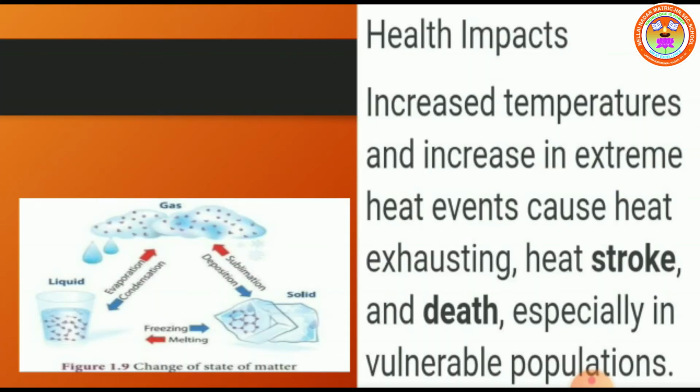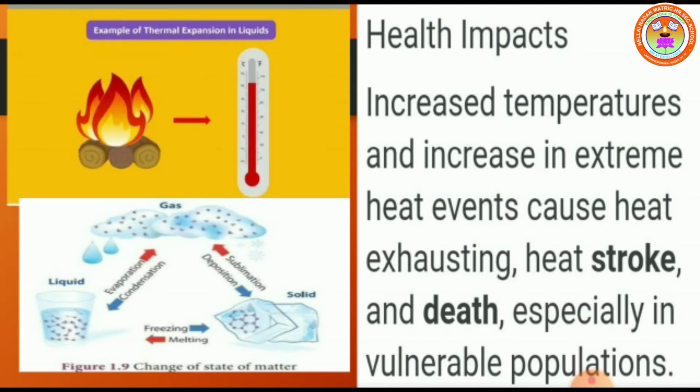Okay, first of all, we are going to see expansion. If the object is absorbing heat energy, it's automatically expanding. Second one, increase in temperature. See, a few diagrams are given here. Example of thermal expansion in liquid. The thermal means here heat.